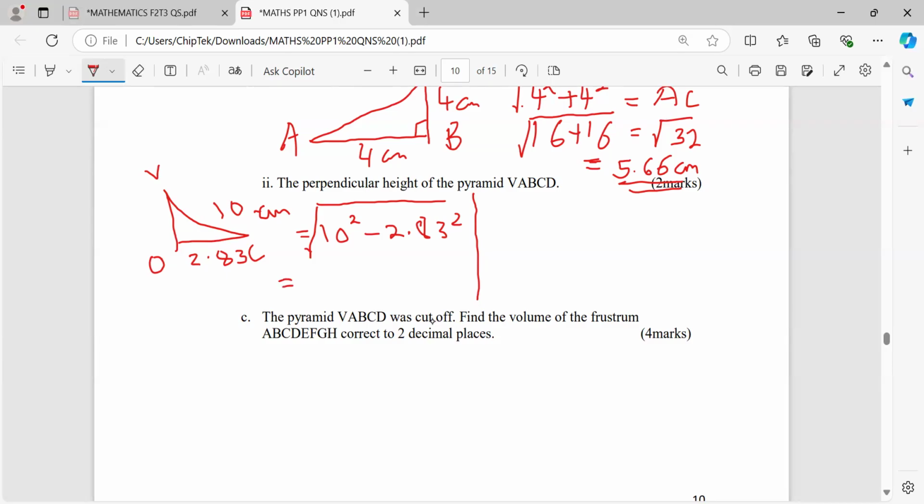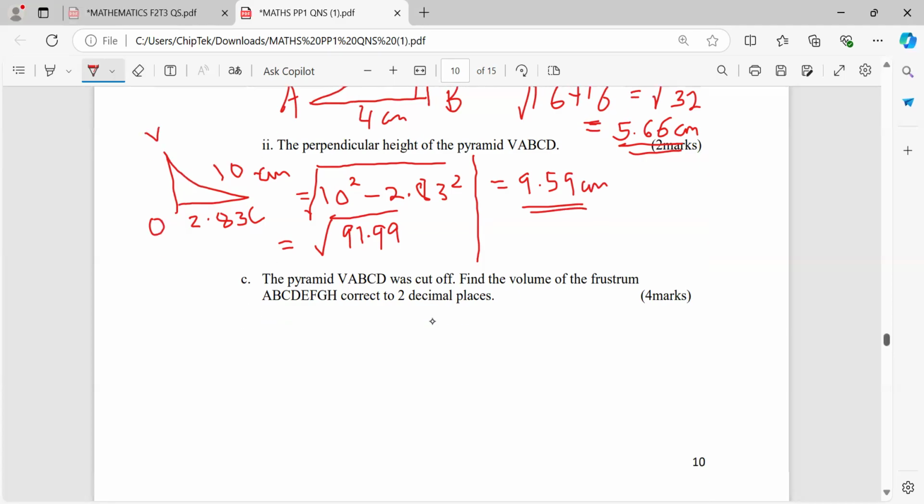So equal to, nikichukua 10 square minus 2.83 square, itanipa answer ya 91.99. Square root hii, if I square root the answer 91.99 itanipa 9.59. So answer hapa ya height ni 9.59 centimeter. Okay, tuendelee.